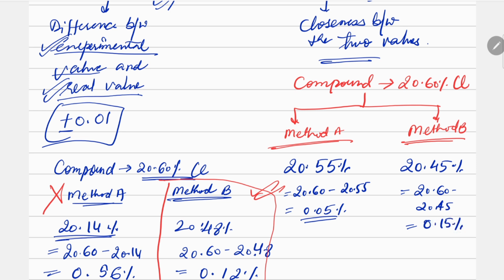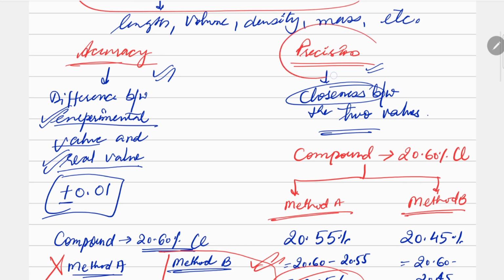So as you can see, we talked about the closeness between two values, right? They are almost close, but which one is the closest value to the original value? We get it from method A. So over here method A is giving us the precise value.